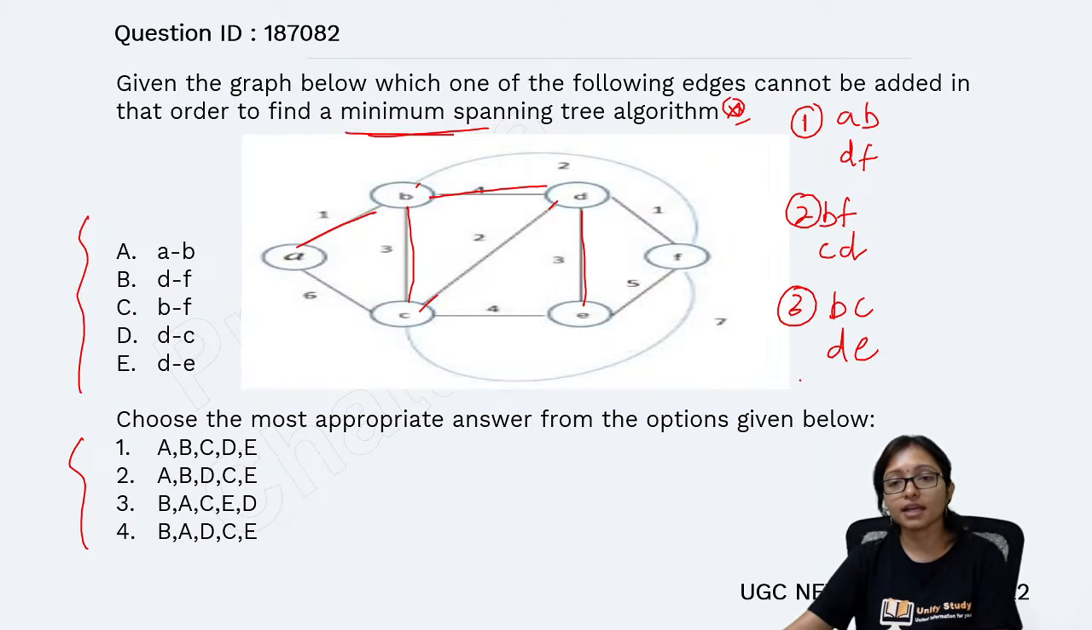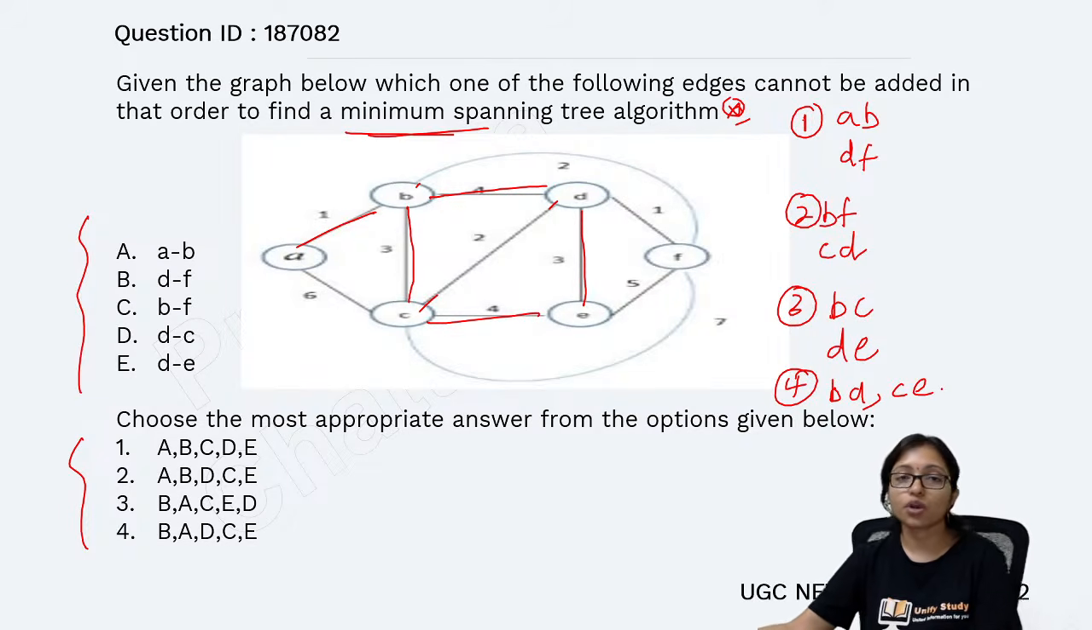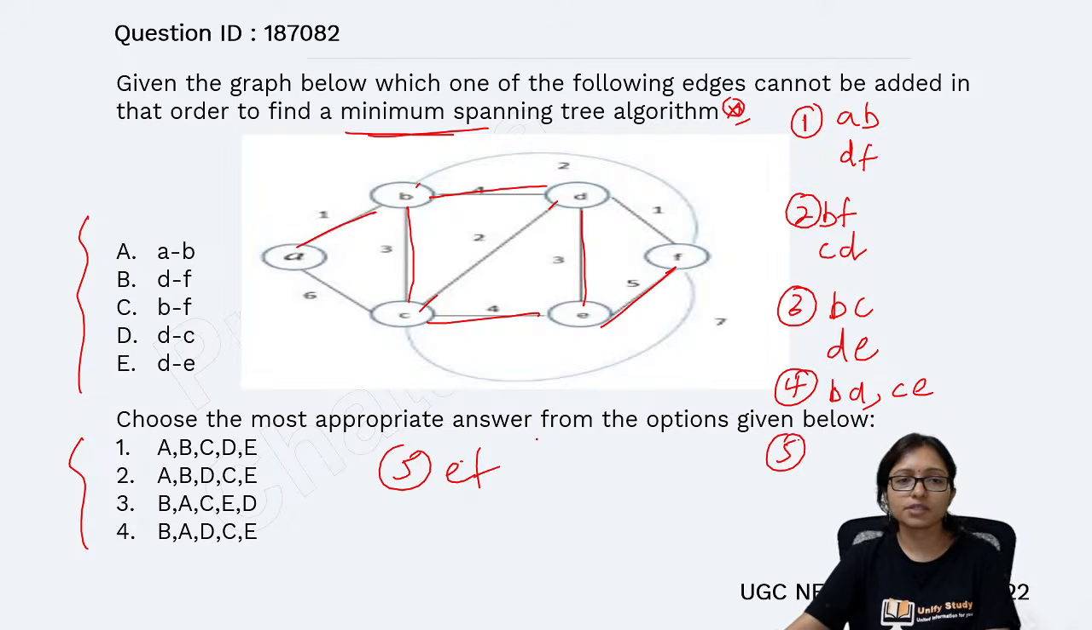I can see the degree 4. What are degree 4 here? I can see BD and CE. These are degree 4. After that finally you can go for degree 5. Degree 5 is only one, that is EF. Any other degree 5 is there? No.